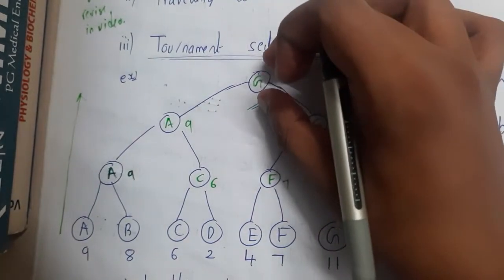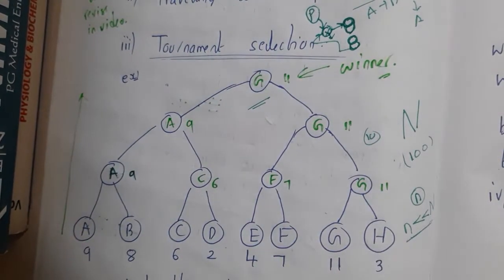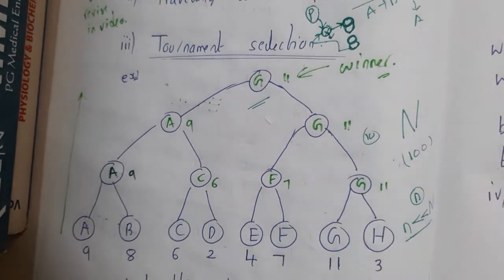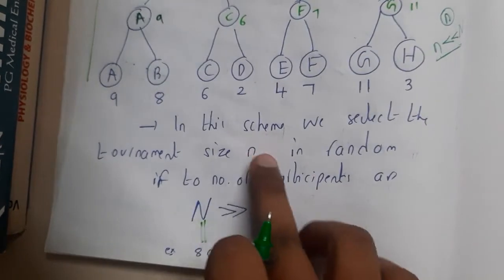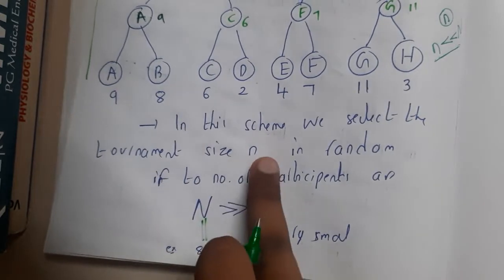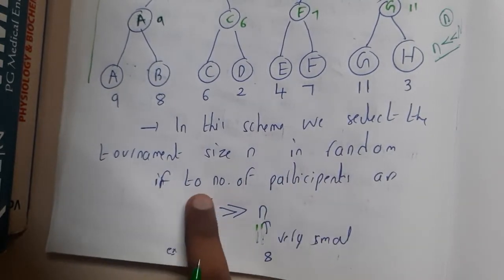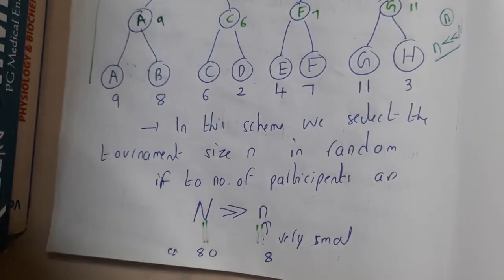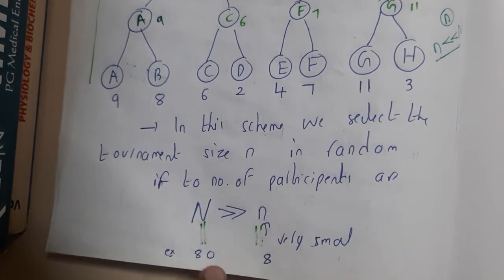So at the end you will say that he is the whole and sole winner of the whole competition. So in this way the tournament selection will work. In this scheme we select the tournament size small n at random. If the number of participants is capital N, that is 80, and we are taking 8. I took 80 and 8 as an example, so you can take any example, guys.